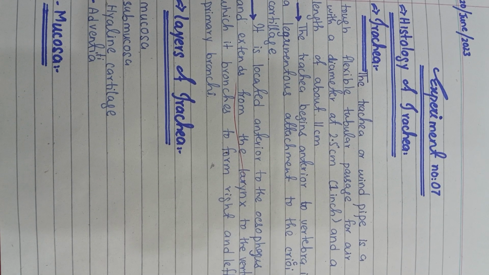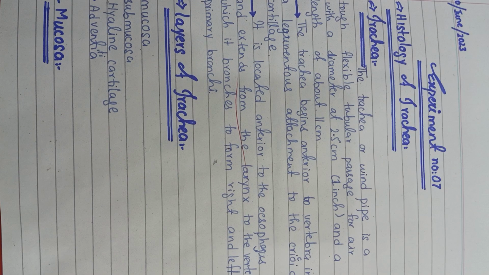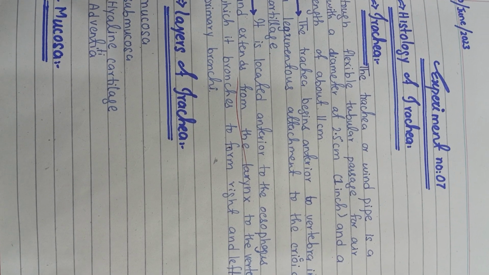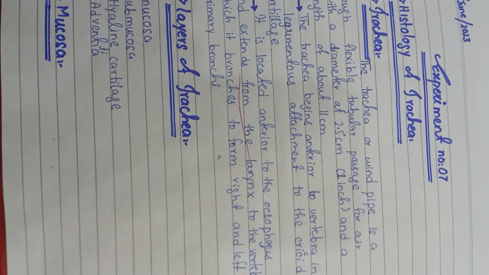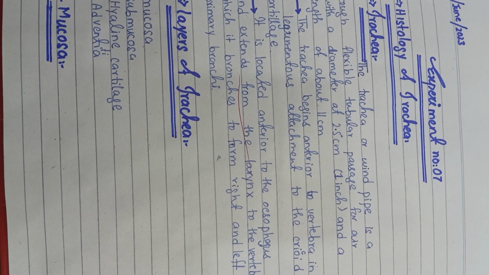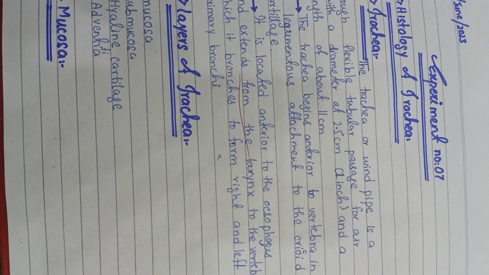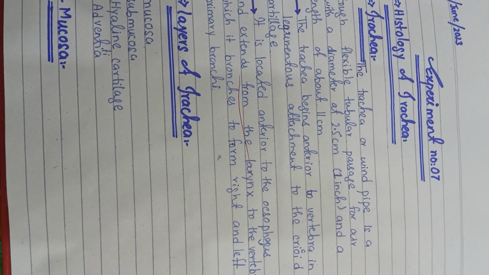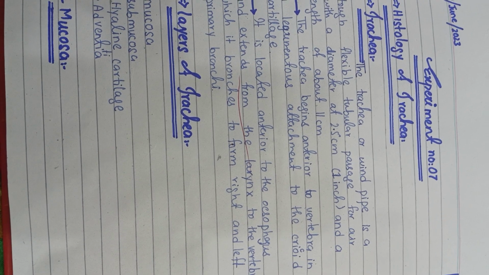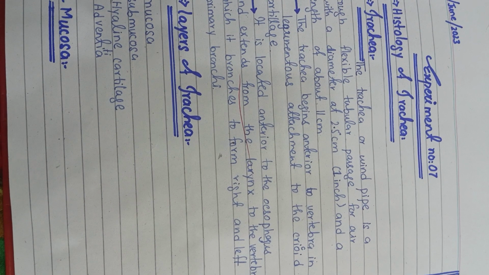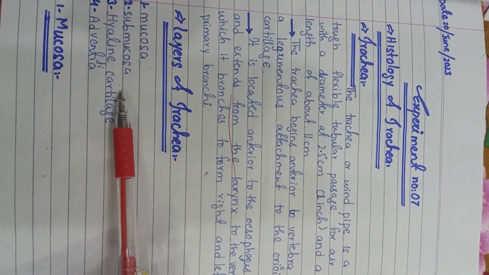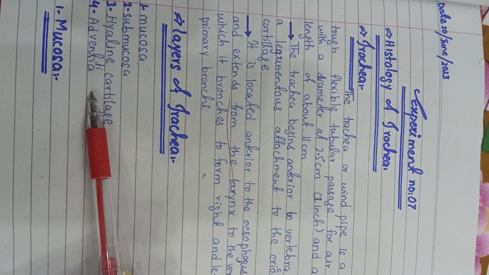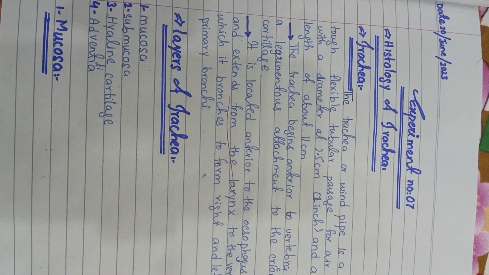So the larynx ends, and at the end of the larynx the trachea starts, and then the trachea goes down and ends at the bronchi. The bronchi are further divided into left and right bronchi, and then they enter the lungs. Now we discuss the histology of the trachea, that is, what layers are present in it. The layers of the trachea are mucosa, submucosa, hyaline cartilage, and adventitia. Now we discuss all of these layers one by one.